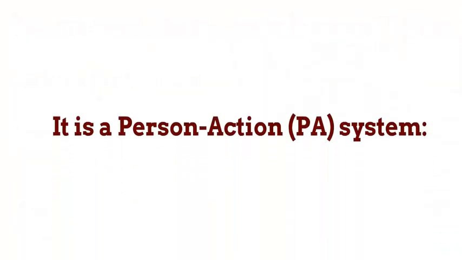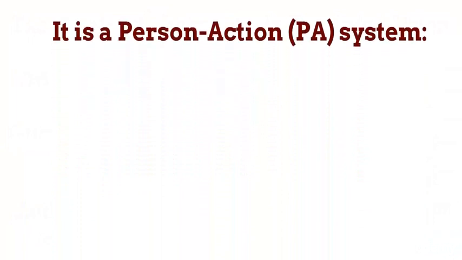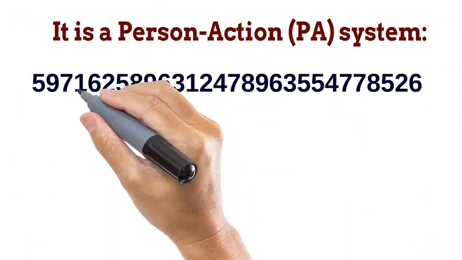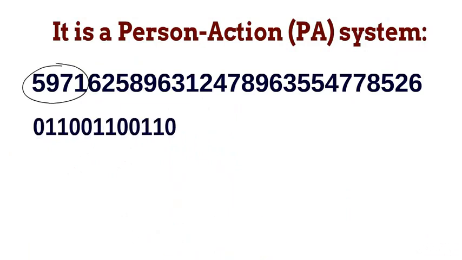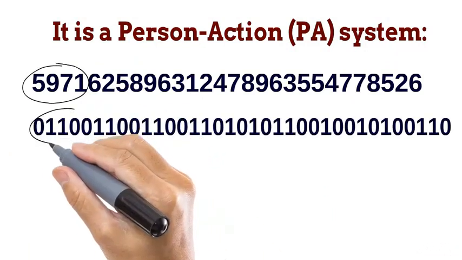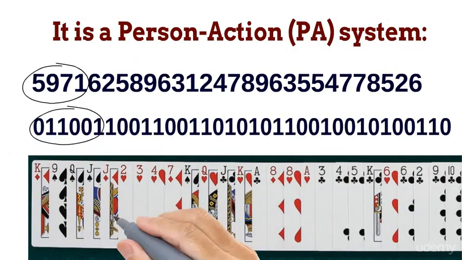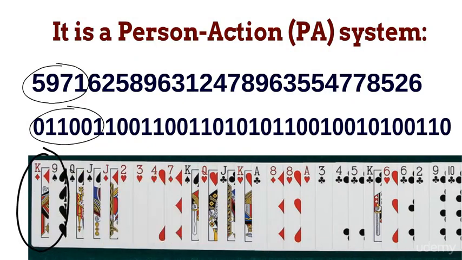It is a person-action (PA) system, which involves encoding 4 digits, 6 binary digits, or 2 playing cards at a time, into images made up of a person and an action, then placing the mnemonic images along a mental journey.